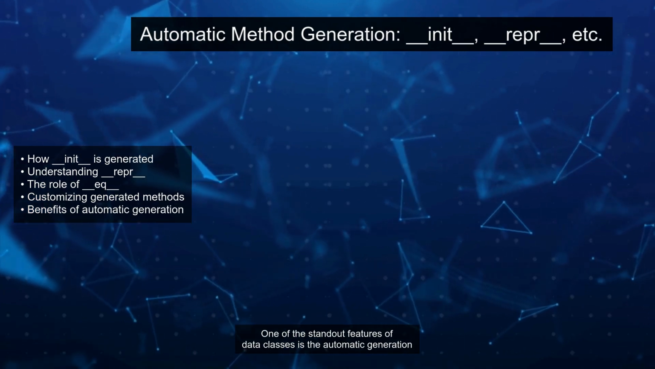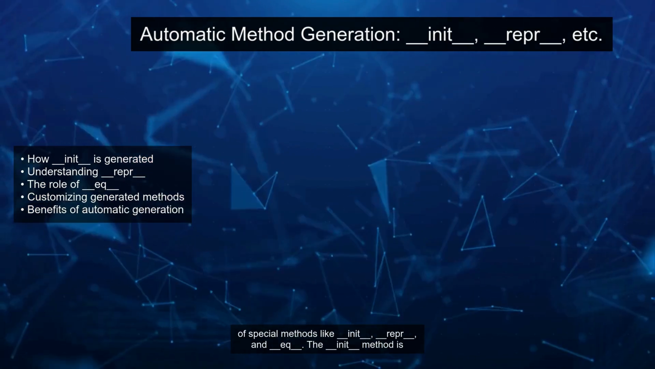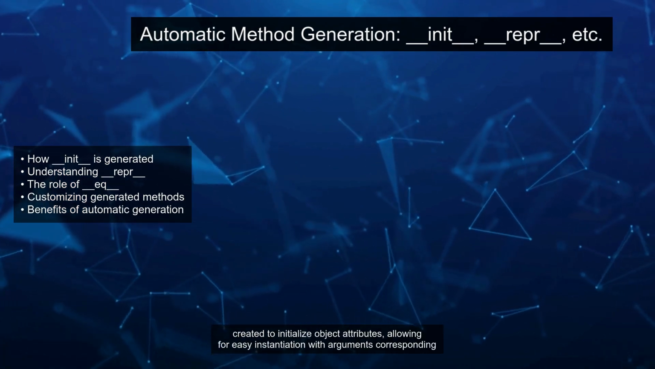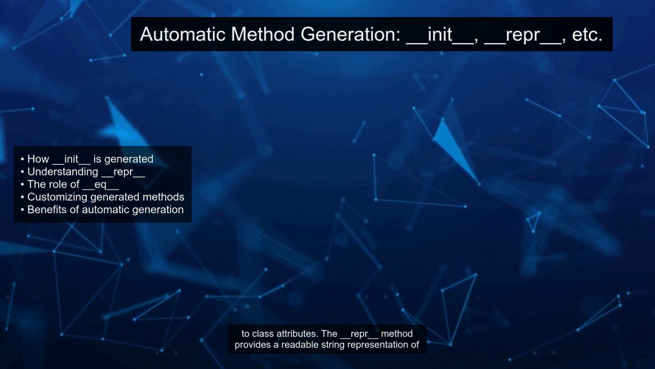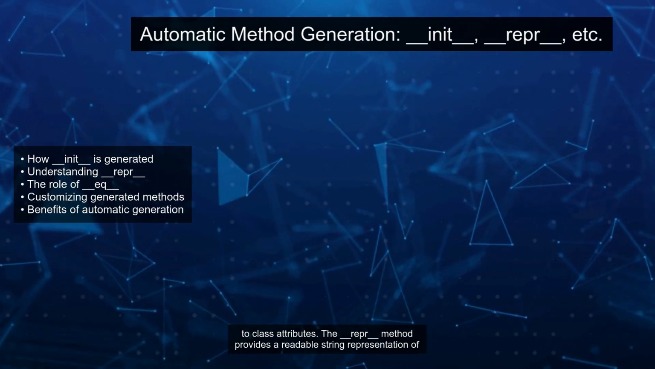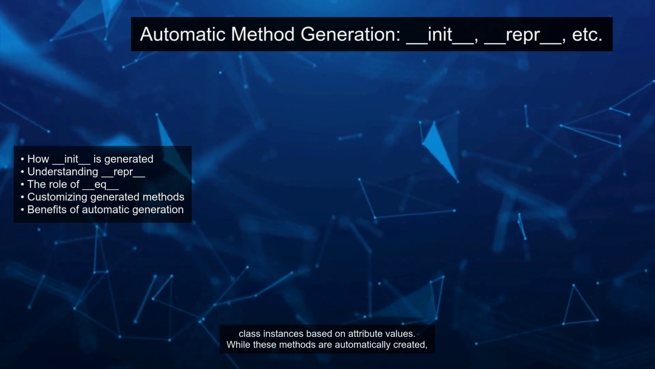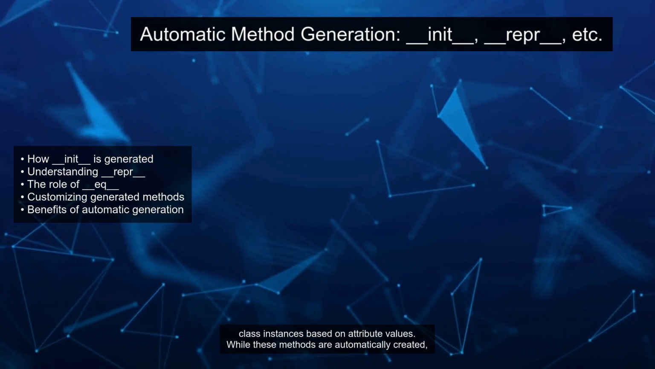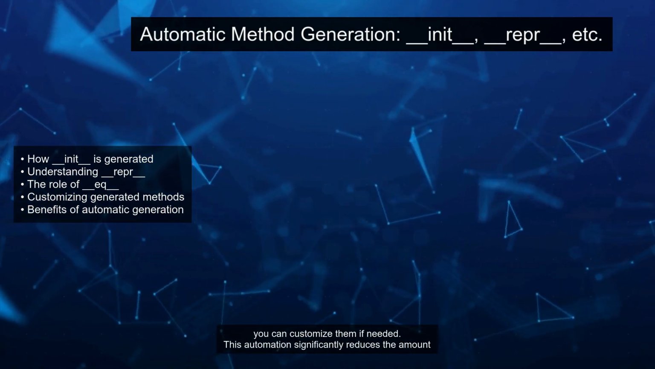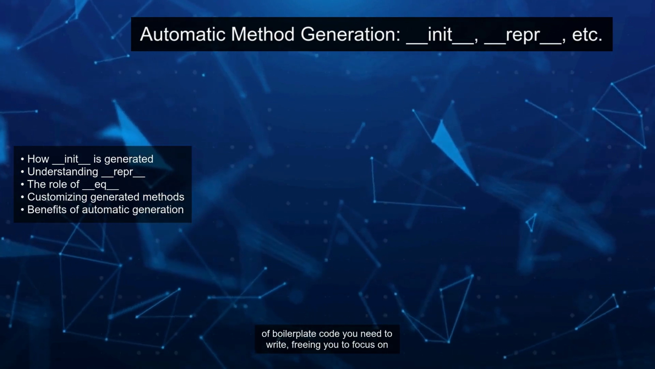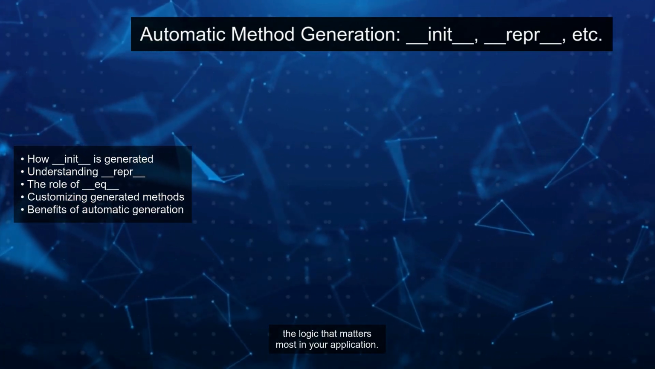One of the standout features of data classes is the automatic generation of special methods like __init__, __repr__, and __eq__. The __init__ method is created to initialize object attributes, allowing for easy instantiation with arguments corresponding to class attributes. The __repr__ method provides a readable string representation of the object, useful for debugging. Additionally, __eq__ is generated to compare data class instances based on attribute values. While these methods are automatically created, you can customize them if needed. This automation significantly reduces the amount of boilerplate code you need to write, freeing you to focus on the logic that matters most in your application.